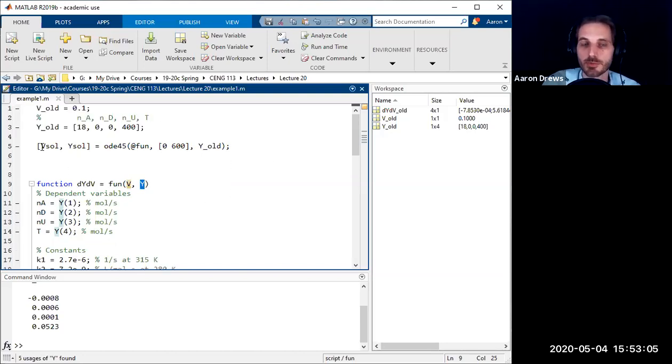Yes, it does matter which one comes first. The first output will always be the vector of independent variables. So if you switch it and call it YSOL and then try to plot it, it's going to be a nightmare because you're going to have a matrix of volumes, quote unquote volumes. So they have to come out in the order of independent variable first, followed by dependent variable second.